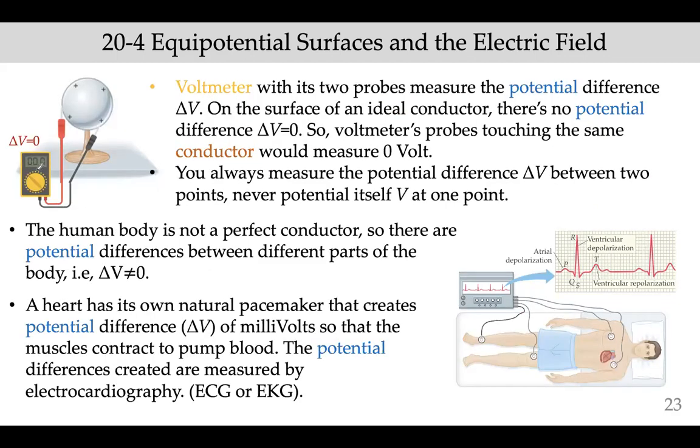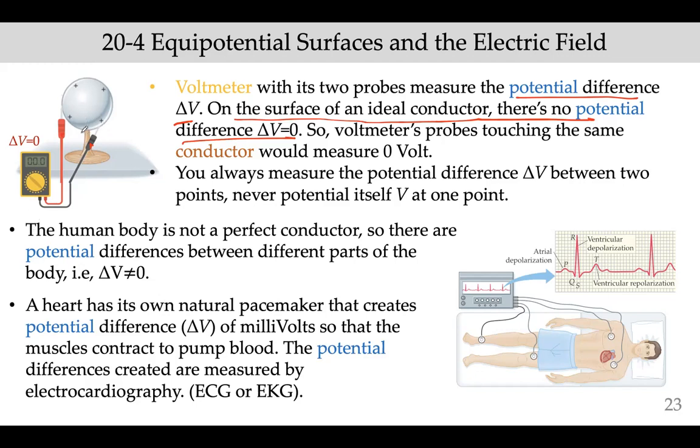So this is a voltmeter here in this picture. A voltmeter always has two probes, and the probes measure the potential difference, delta V, on the surface of an ideal conductor. There's no potential difference, even if there's extra charge. If you measure the surface, you will find no potential difference.